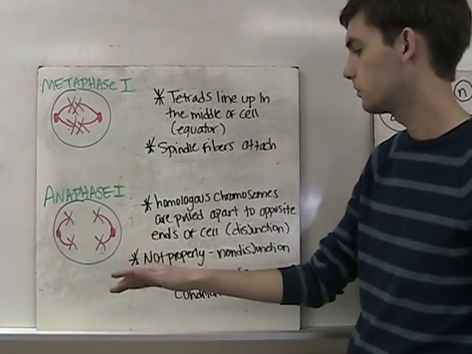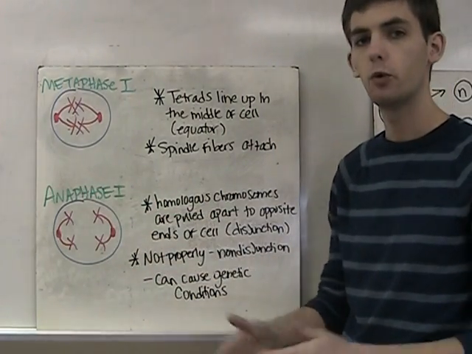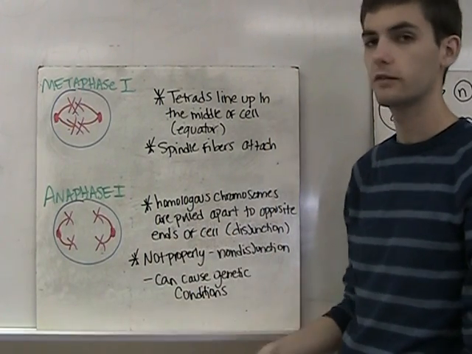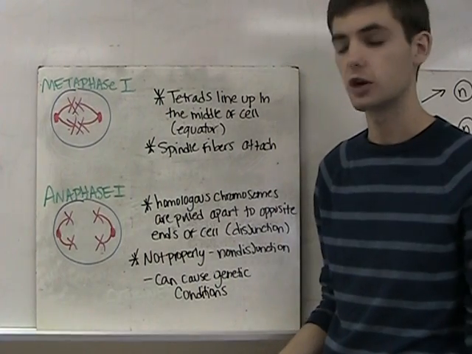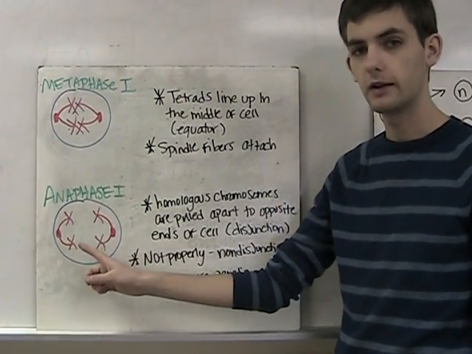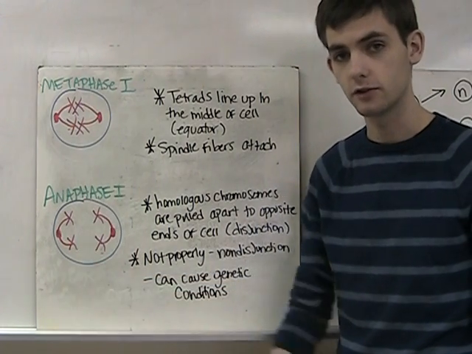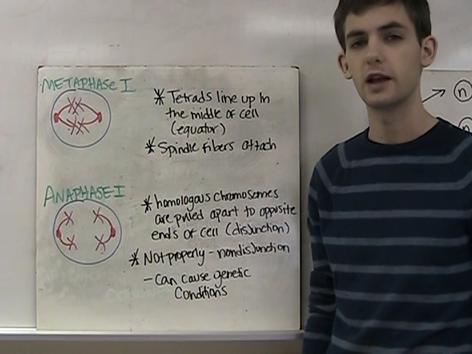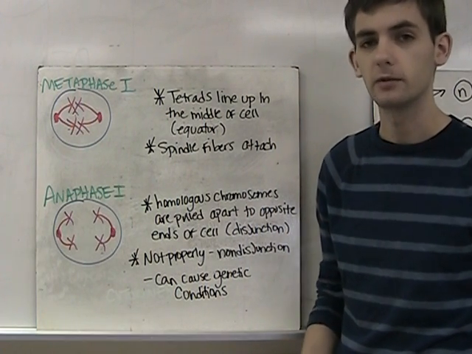Anaphase 1 is when the homologous chromosomes are going to get pulled apart to opposite ends of the cell. This entire process of getting pulled apart is what we call disjunction. If this doesn't occur properly, then it would be considered non-disjunction. And with non-disjunction can come various genetic conditions like Down syndrome.